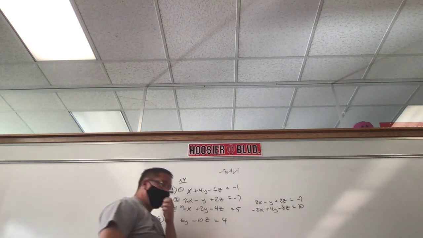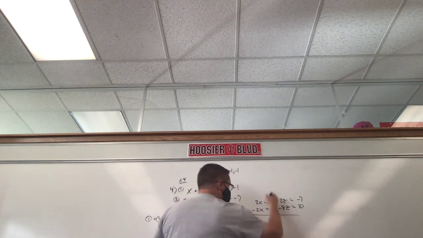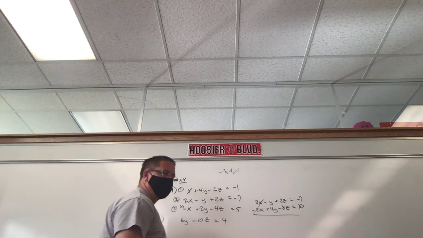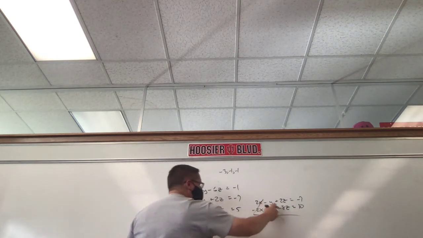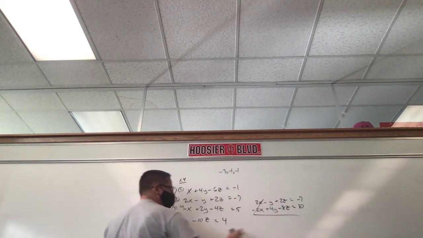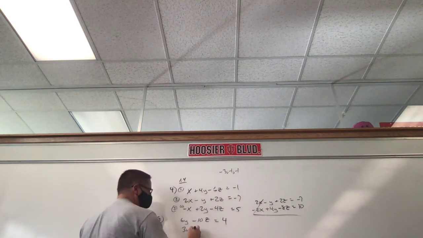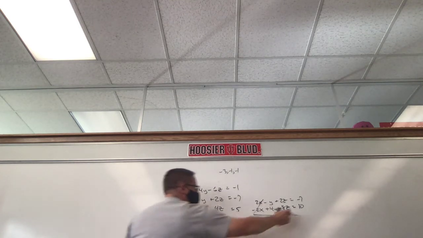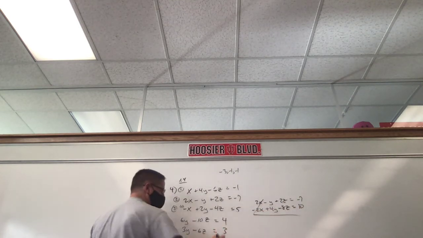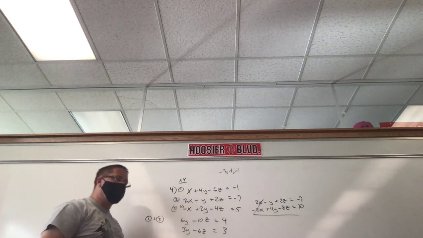Okay, now when we add them up, these are going to cancel. See, okay? These are going to add up to 3y. These are going to add up to negative 6z. These are going to add up to 3. Okay? Now we can solve this.